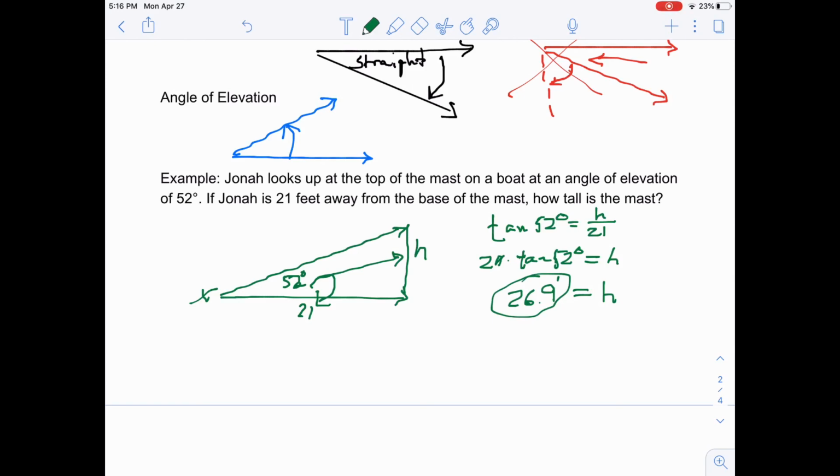So what we learned about are three new trig functions, the reciprocal functions of our sine, cosine, and tangent: our cosecant, secant, and cotangent. We also learned how to use the information we're given to find missing angles or missing sides. And then we can also do word problems that involve angle of elevation, which is from the horizontal looking up, and angle of depression, which is from the horizontal looking down. We'll do more examples coming up, but here's how you solve trig problems.